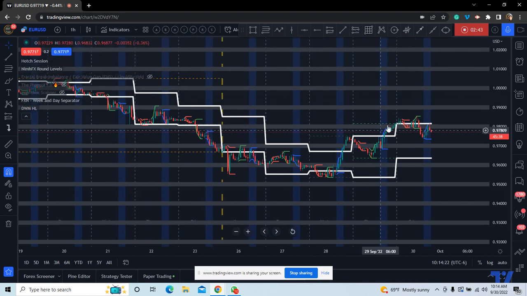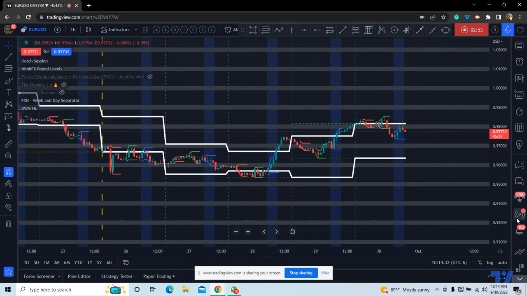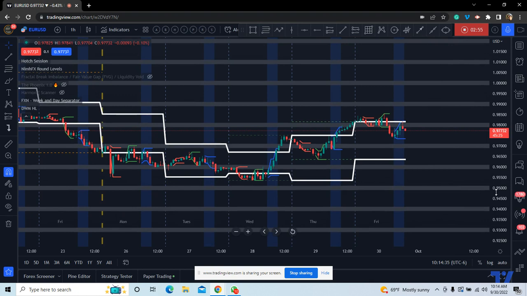So Hotch Sessions, nice indicator. This is the white line representing the prior day's highs and prior day's lows. So it's tracking those as we go. So today being Friday, this is Thursday's low, lines up with that, and Thursday's high, which is there. Then you've got this separator.